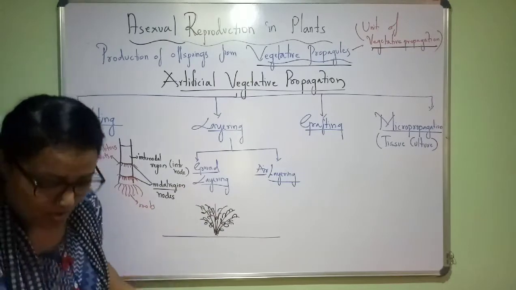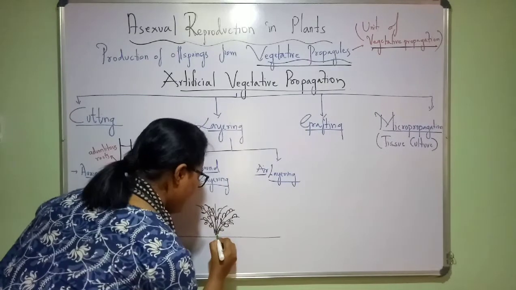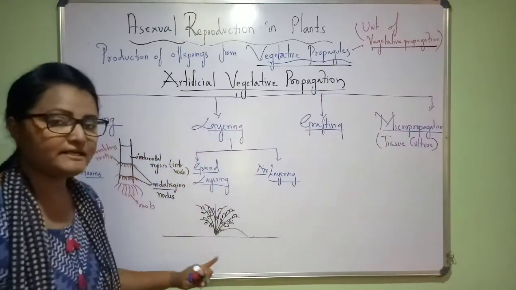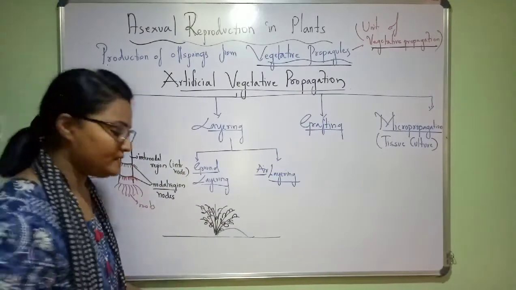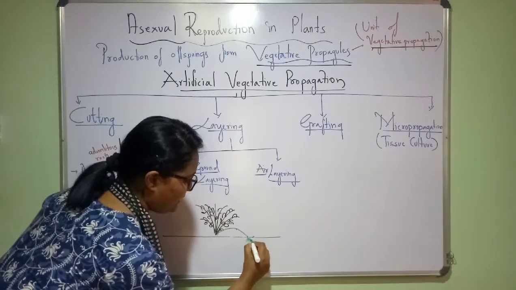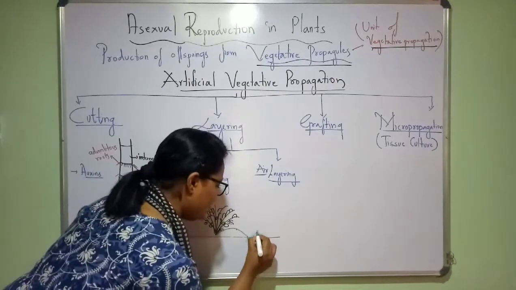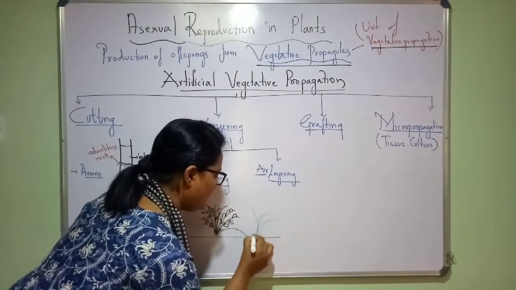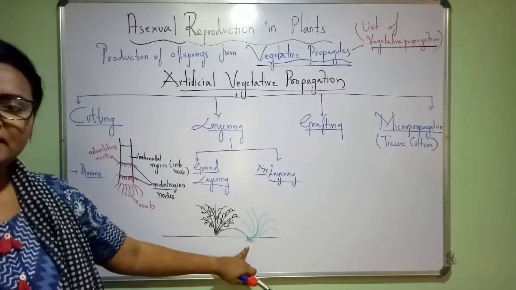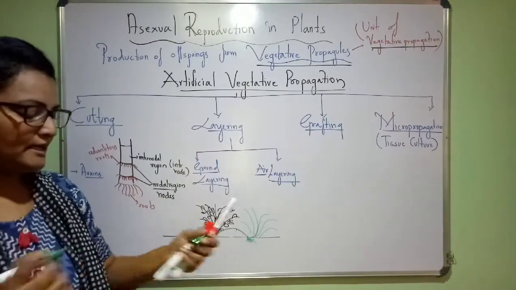One of the branches of the jasmine plant, if it is tilted to the ground level, then from the nodes of the stem, if they attach to the soil, there will be formation of roots, and above they grow and form a new plantlet like this. So this is ground layering.